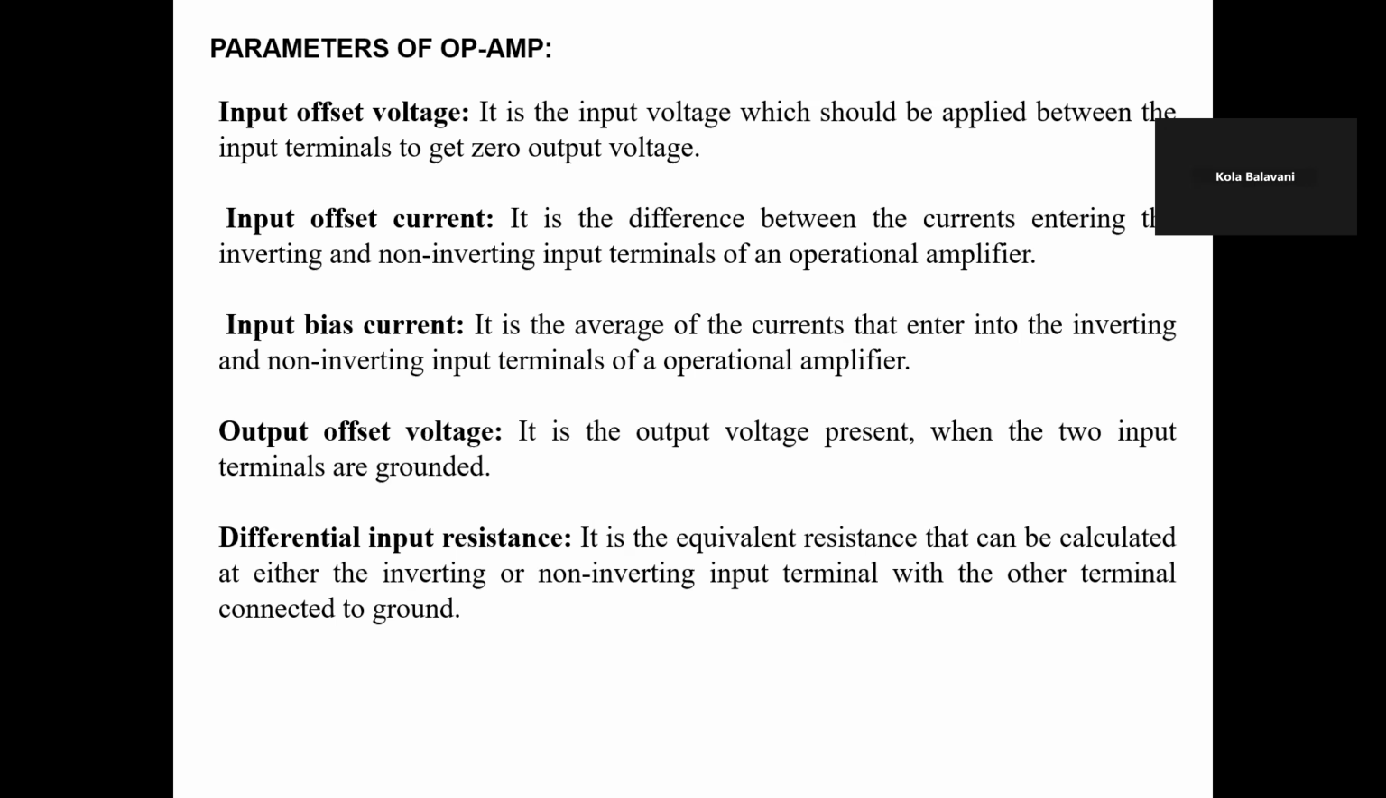Output offset voltage. It is the output voltage present when the two input terminals are grounded. So whenever the two input terminals are grounded, some output voltage is still present. That output voltage is called the output offset voltage. So these are the parameters of the operational amplifier: input offset current, input offset voltage, input bias current, output offset voltage.